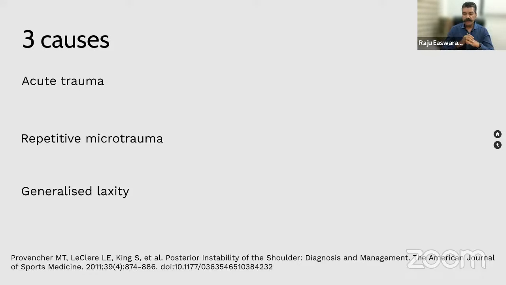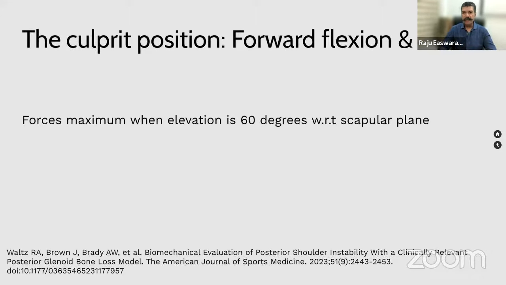Repetitive microtrauma is what we are more likely to see as sports surgeons. A lot of sports which involve the arm in the forward flexed and internally rotated position can result in posterior instability. Generalized laxity is a rare cause of posterior shoulder instability, but still something that needs to be kept in mind.